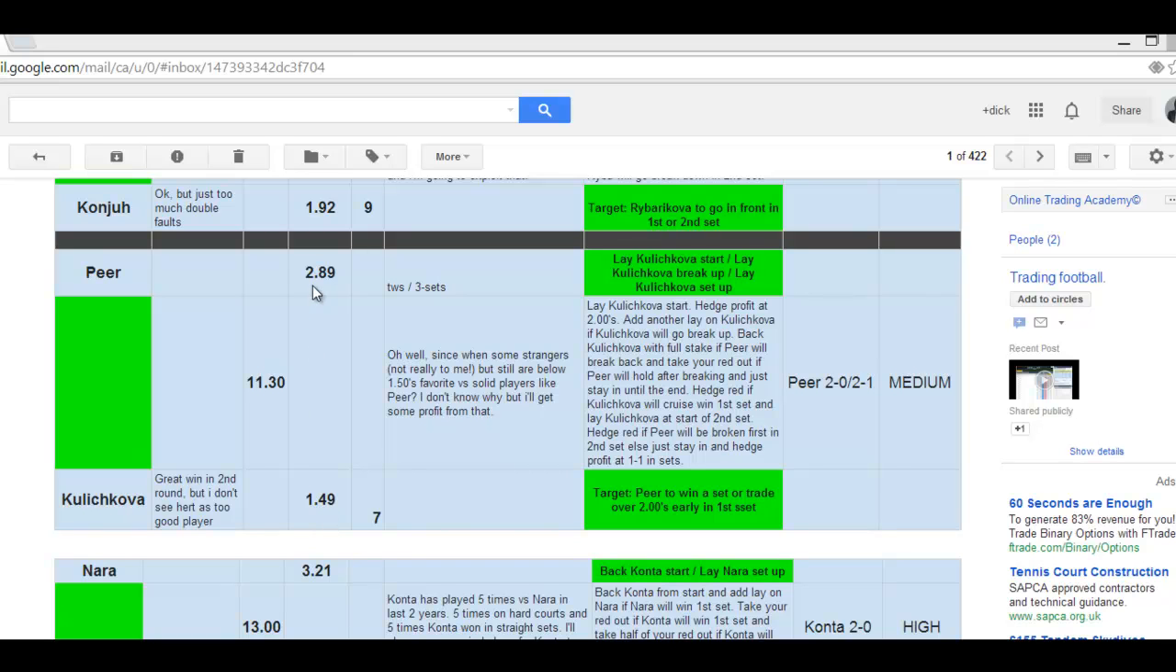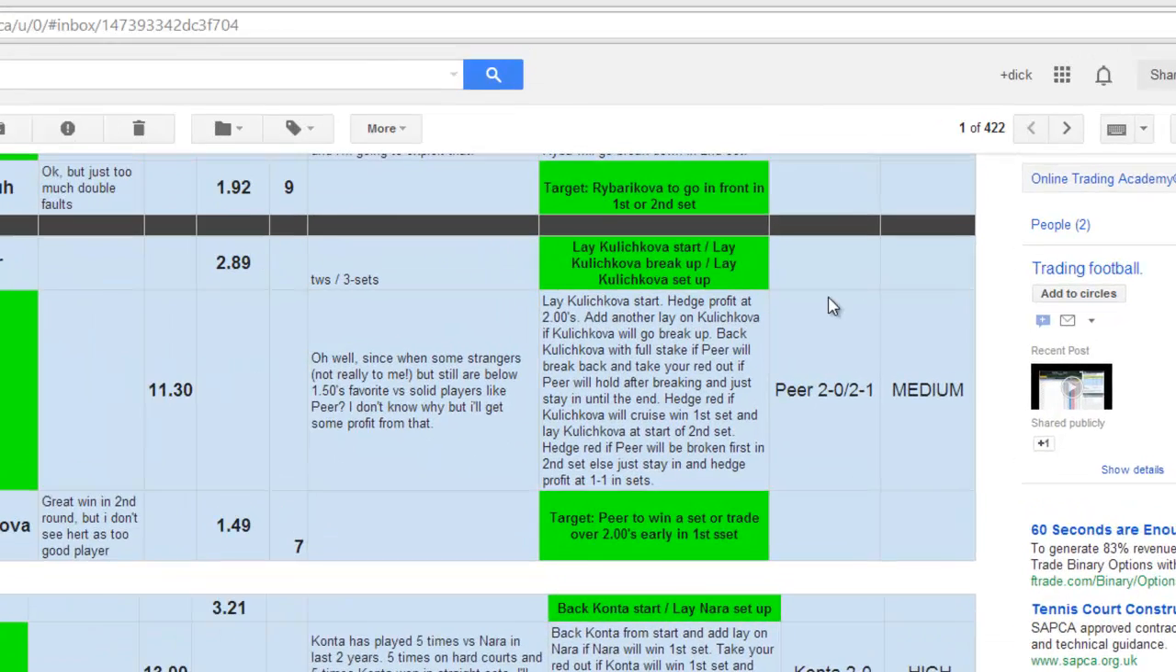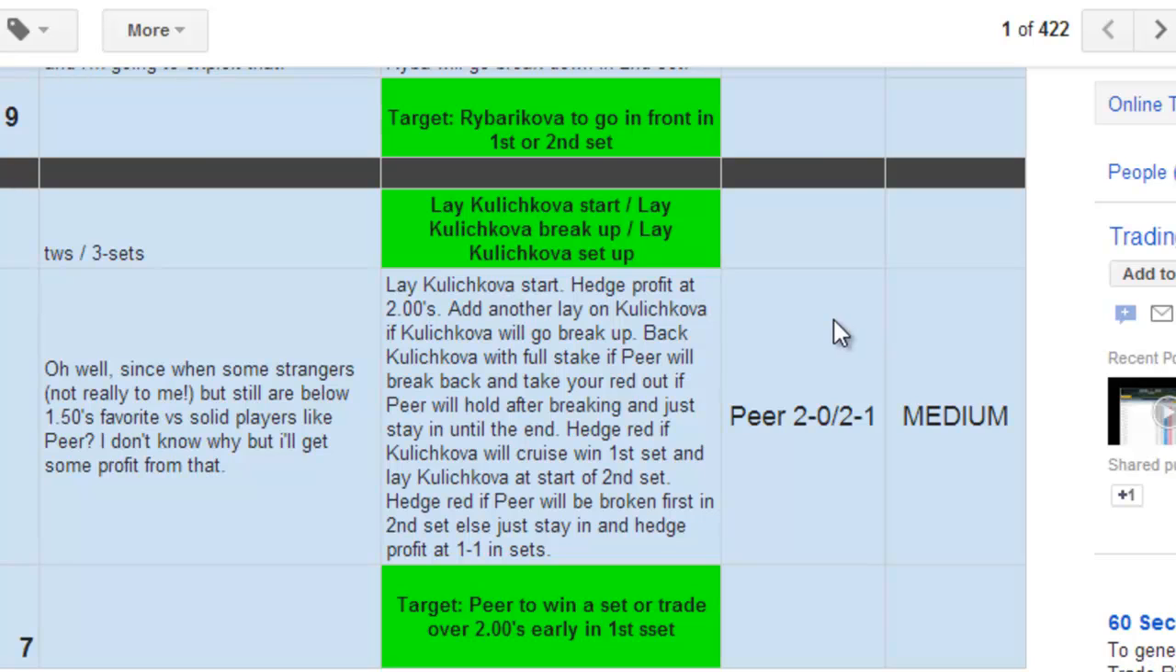In this video we're going to be laying the favourite from the start of the match. On your screen you can see that Kulichkova is trading at 1.49. She's playing Peer at 2.89. In this screenshot we provide an analysis of the actual game, together with strategies and in-play moves we should be making during the game itself. The idea here is that we're going to be laying Kulichkova from the start of the game.